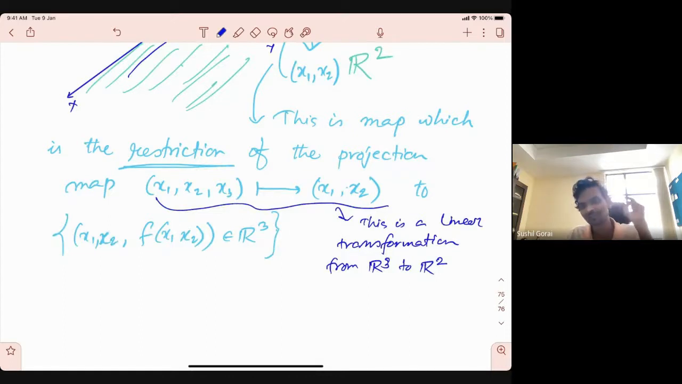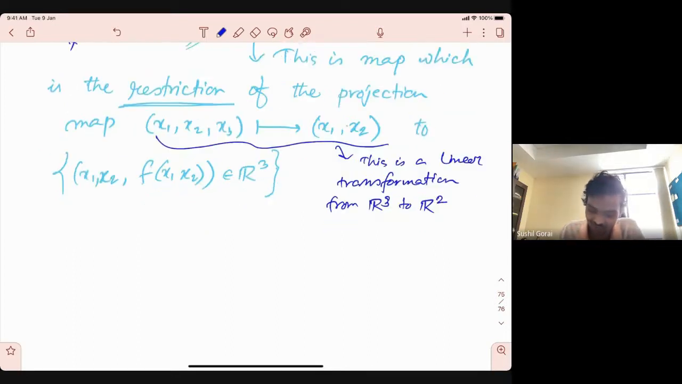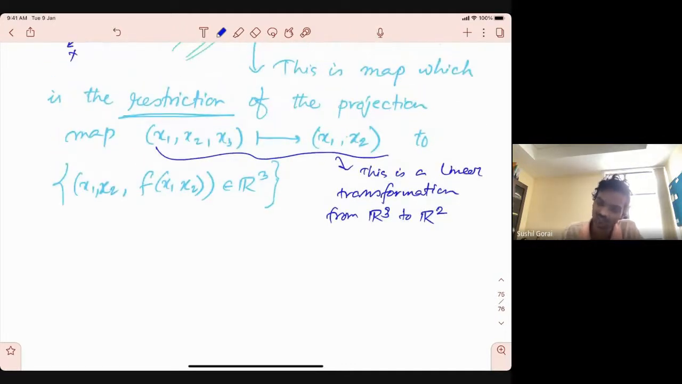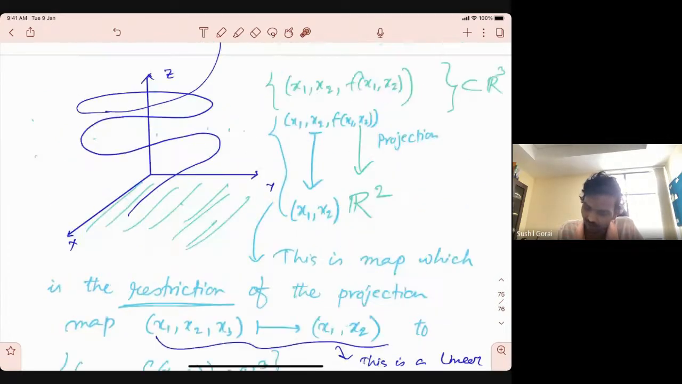So this should be a continuous map. Restriction of a continuous map is a continuous map. If you are not convinced, then you prove that the restriction of a continuous map is continuous. We are not changing the metric. The metric is whatever is in R3, and the same metric is restricted to here. So once the metric is not changing, the restriction of a continuous map is continuous. All right, so this is a continuous map.